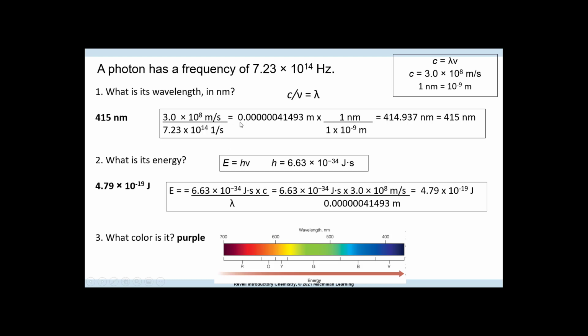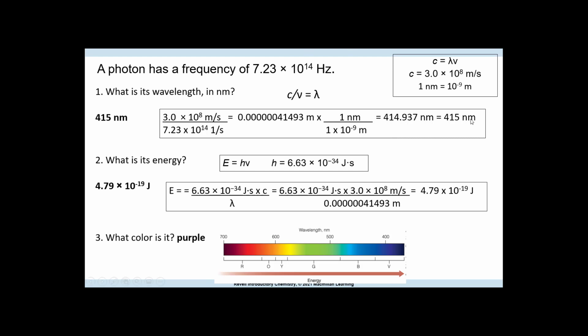Now, I did something that I never do. I actually put the whole number from my calculator. I didn't put it in scientific notation. I left it. Why? Because I can't use it. I need to know nanometers. This is specifically asking for nanometers. So I know the conversion is 1 nanometer equals 1 times 10 to the negative 9 meters. So I set that up. I have meters here. 1 times 10 to the negative 9 meters equals 1 nanometer. These cancel out. This gives me, again, I left all my numbers, 414.937 nanometers.